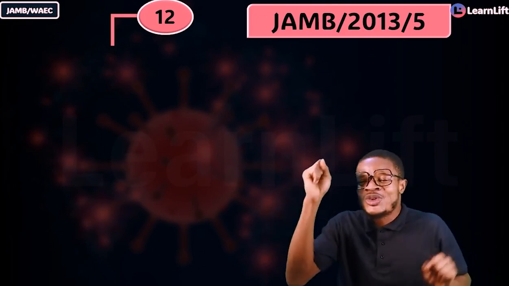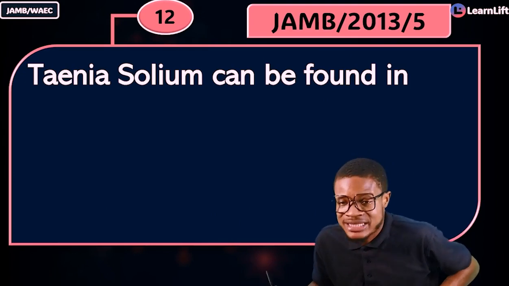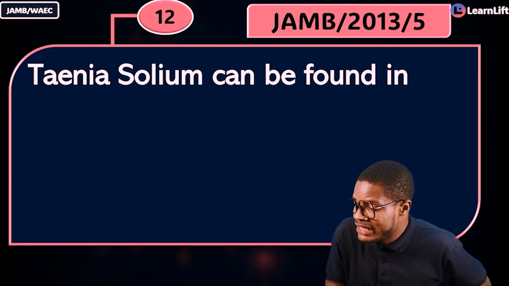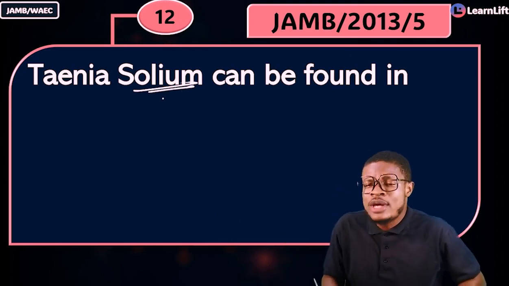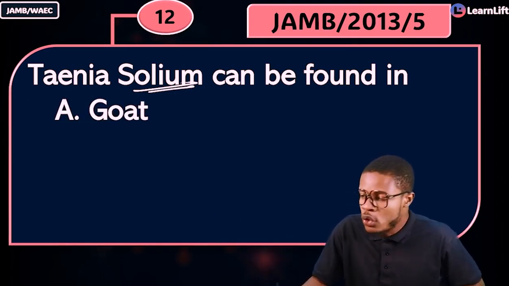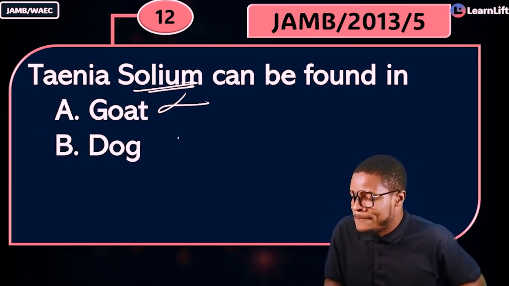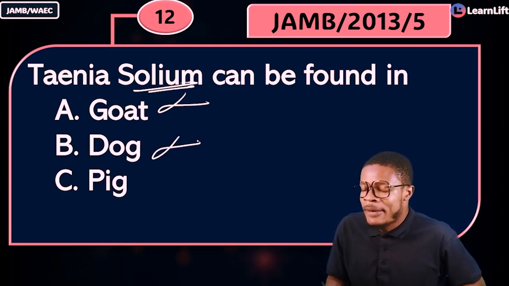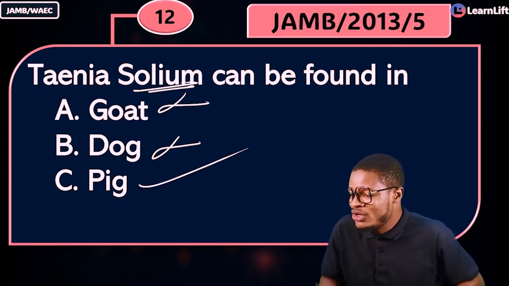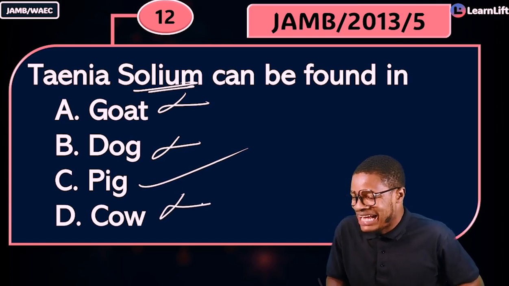Let's move to 2013 question 5. The question says, Taenia solium can be found in what? I told you when you hear saginata, that's the one that has to do with cattle. Option A, goat, no. Option B says dog, no. Option C says pig. Pig, Taenia solium, correct. Option D says cow. Saginata is the one you see in your what?